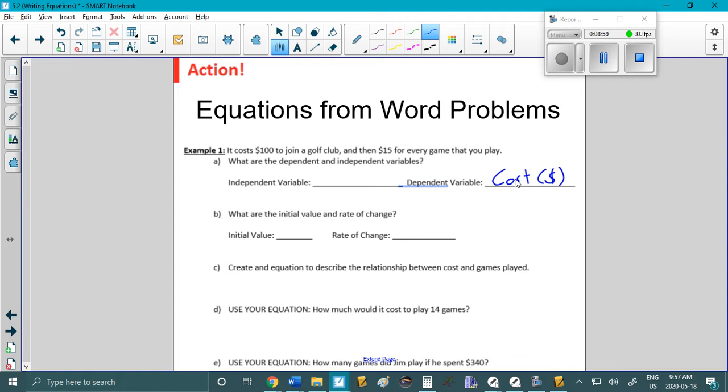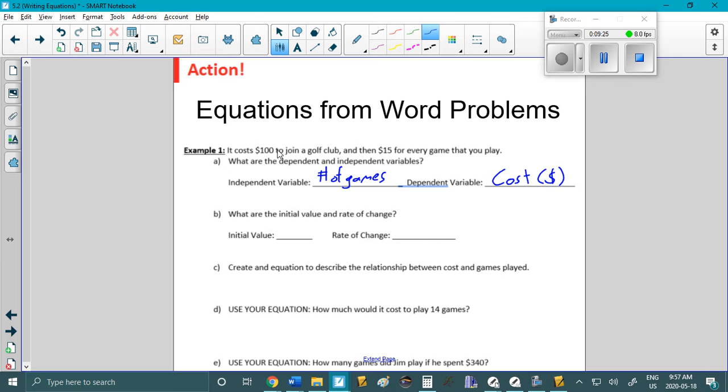And then the question is, what determines the cost? Well, if we read this again, it costs $100 to join a golf club, and then $15 for every game. So the independent variable in this case is number of games, because as you play more games, the cost goes up. So to find the independent variable, you just have to figure out what changes the cost. And in this case, the number of games you play changes the cost.